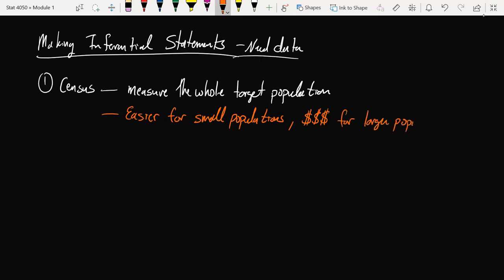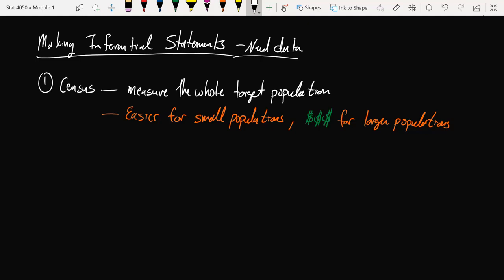For larger populations, right? The dollar sign, the meta notes in me makes me use green since I have it. Expensive for larger populations, right? The United States does a census, oh, what's it called? Bicentennially? Is that the right word? Every 20 years, I think. Every 20 years, so every other 10 years is when the United States attempts to do a census, right? Only once every 20 years. Not very often. We don't try to do it every year, okay? So there's a census.